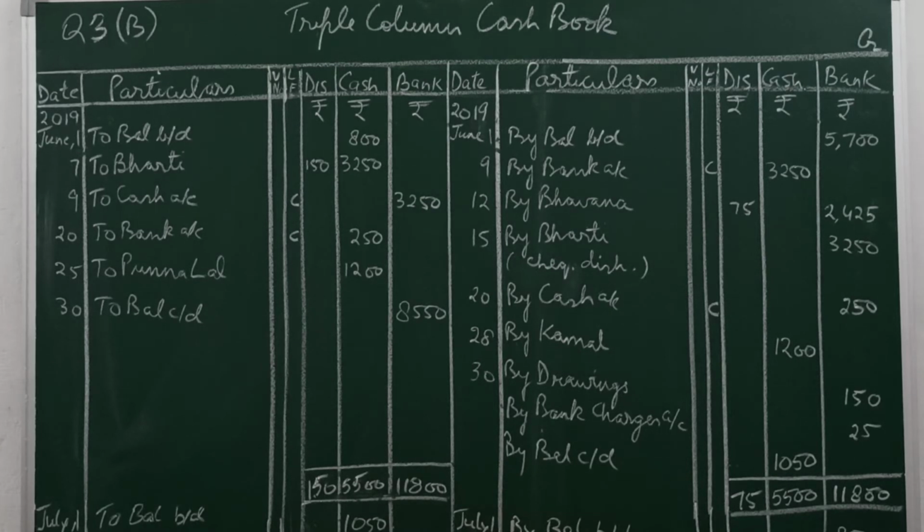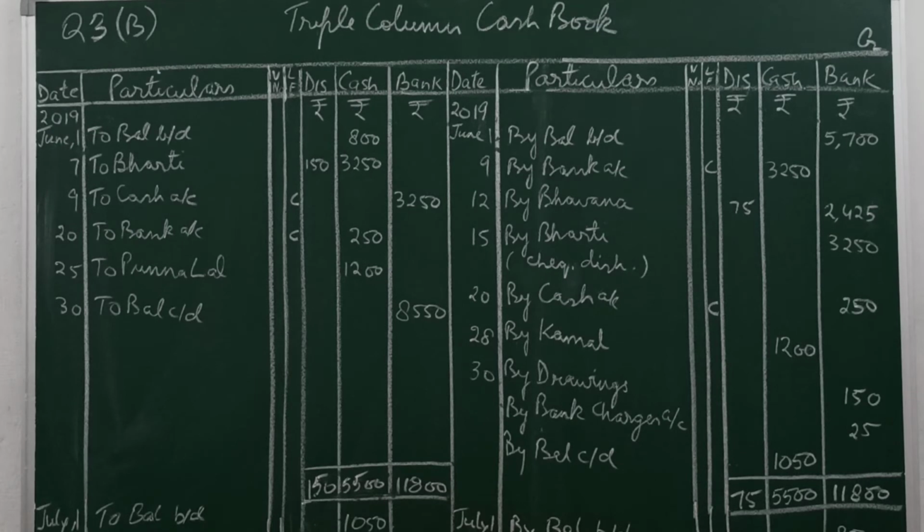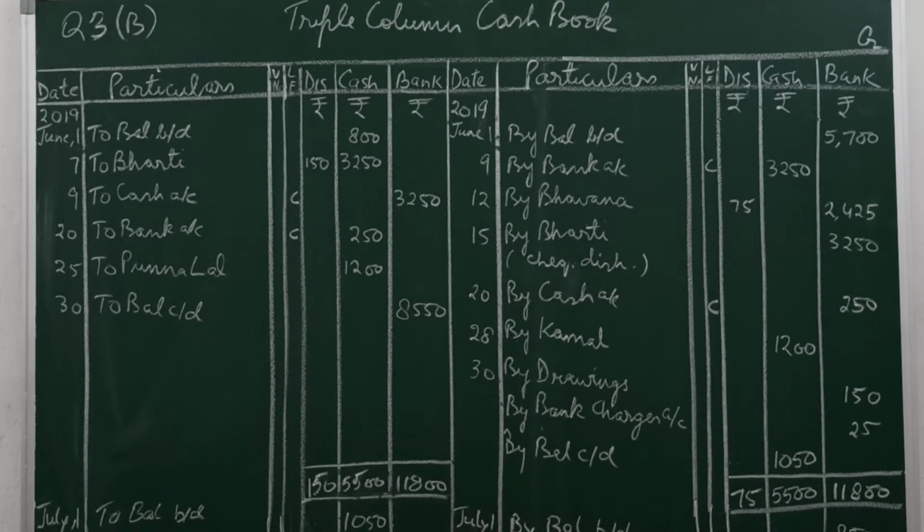Then they have given bank overdraft on the same date. Bank overdraft is a liability and it always show a credit balance. I had given you a note, all liabilities show credit balance. So the opening balance will be on the credit side by balance brought down in the bank column.